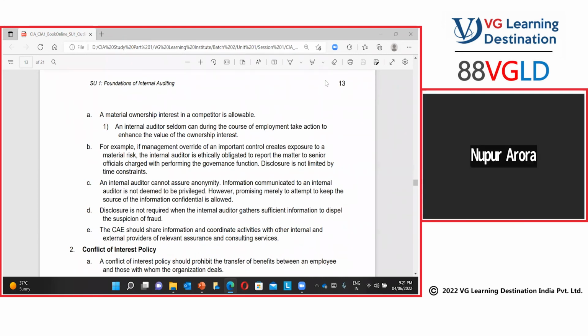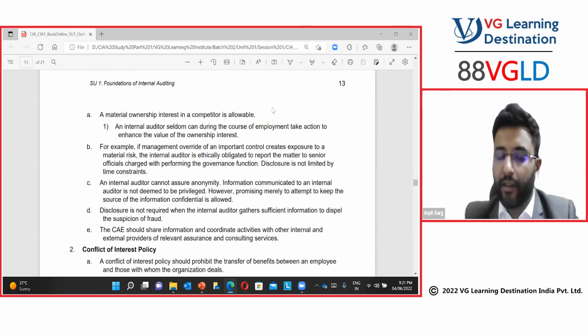How come, in a business sense, am I allowed to have a material ownership in a competitor? Like, I'm working in Realme and I have some ownership in Xiaomi mobiles. Then the employer will be thinking I'm leaking their secrets of pricing, discount models, and everything. That will be more of a business call, Nupur, to take rather than from an IA standpoint.